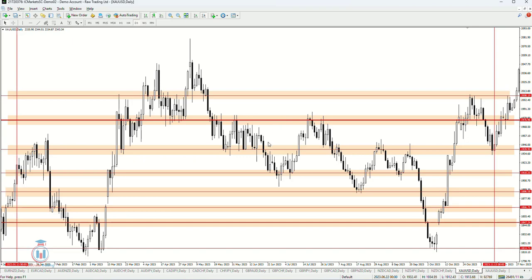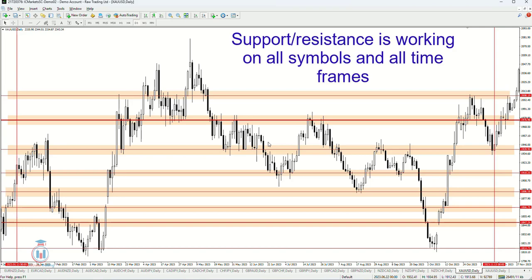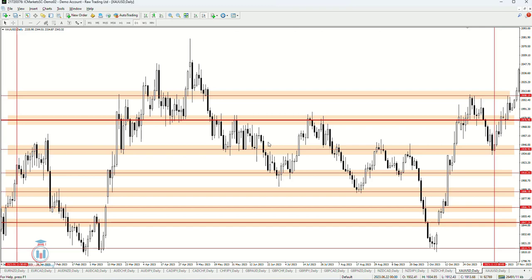But also have in mind that this strategy of how to put support and resistance lines on a chart works on all symbols and all time frames. So if you would like to cover the Euro USD or Bitcoin against USD, it will be the same step-by-step process. In the future, I will also make more videos like this to show you how to use it on different symbols, but the idea will be the same.